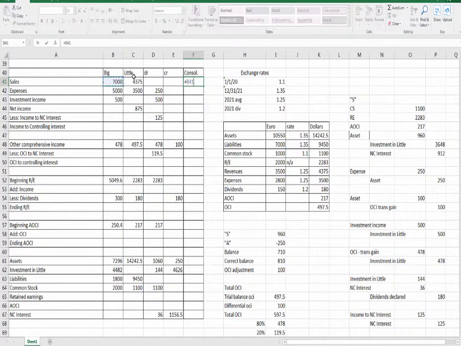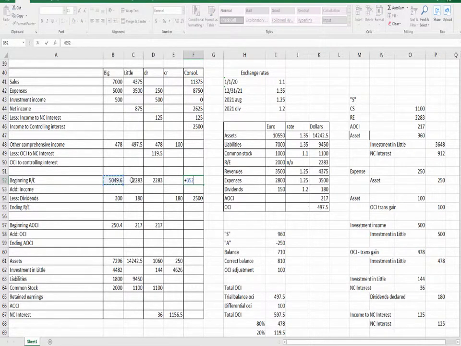Okay, so revenues, expenses, investment income, net income, income to the non-controlling interest, income to the controlling interest, 2,500. Take that down to our statement of retained earnings. And let's go through our statement of retained earnings.